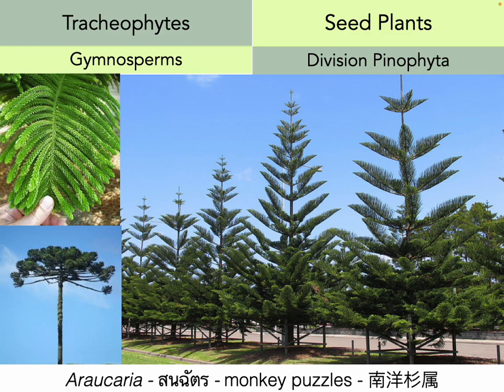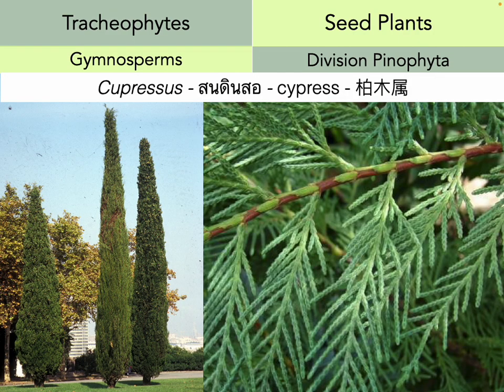You can see it everywhere. So Araucaria, or monkey puzzle. And we have this one, Cupressus. In Thailand we call them Sonnyusaw, which means the pencil pine. Because you think, oh, it looks kind of like a pencil.